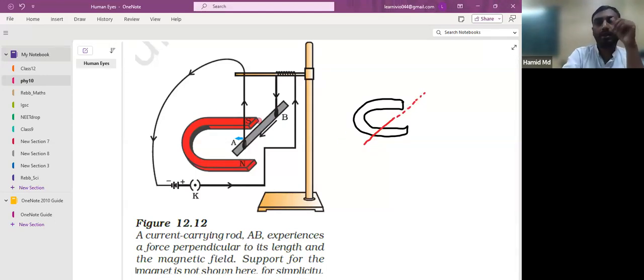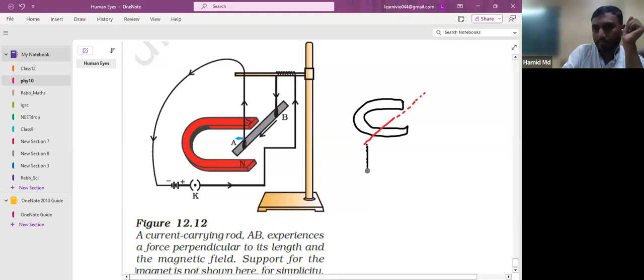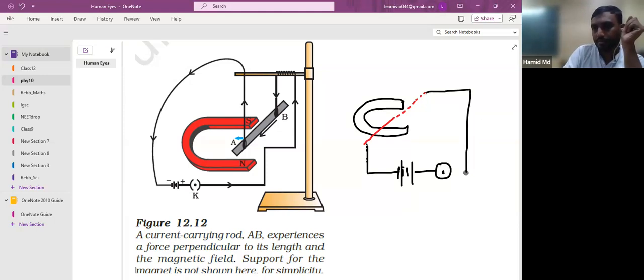Okay. What I'll do now, I will try to fix it in some way and connect it with a source, with a battery or whatever it is. This is the source, and we will put a switch over here. And here we will again connect this with a battery. So this is the magnet and this is a current carrying wire.